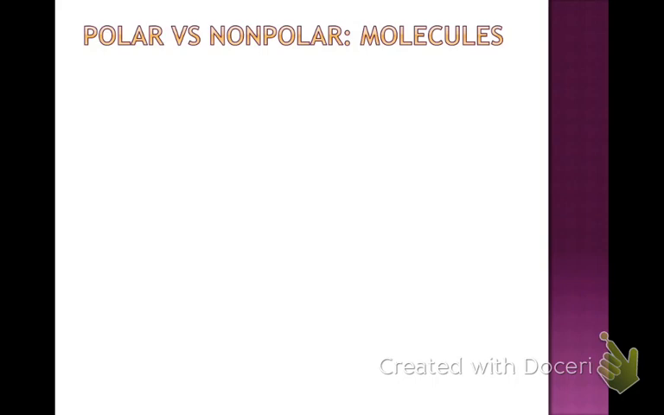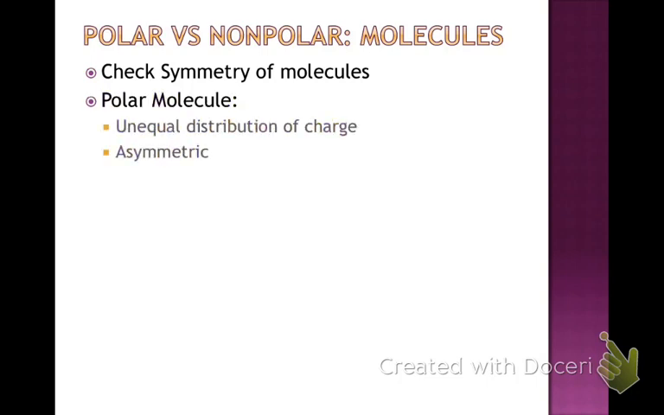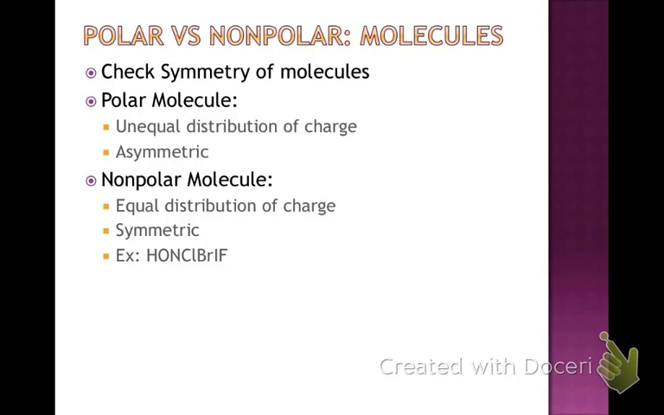Here we're going to look at the molecules. So this is polar versus nonpolar molecules. We've seen this when we talked about intermolecular forces, the attraction between molecules when we did that lab. We look at the symmetry of the molecules and we look for any lone pairs. Polar molecules have an unequal distribution of charge. They're asymmetric. Whereas nonpolar molecules have an equal distribution of charge, or even distribution of charge, and they're symmetric. An example of this would be any of those Hunkelbriefs.